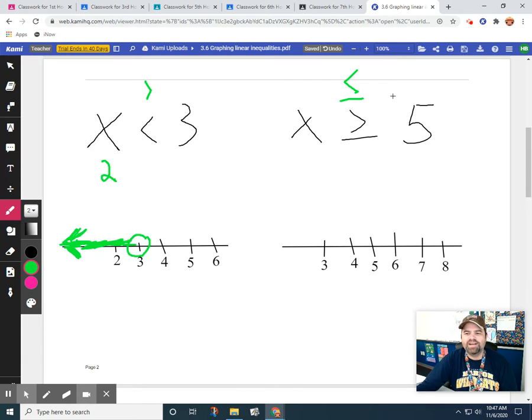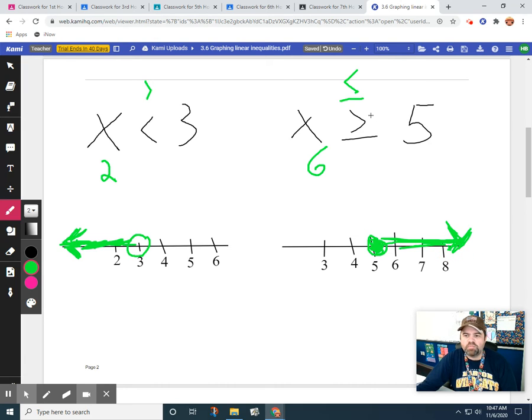Similarly over here, I want numbers that are bigger than or equal to 5. So the way you showed that in the graph was you filled in your circle, made this nice big goose egg on your number line, and then you shaded appropriately there too. Numbers that were bigger than 5 would be like 6, 7, and 8. So you would shade in that direction.